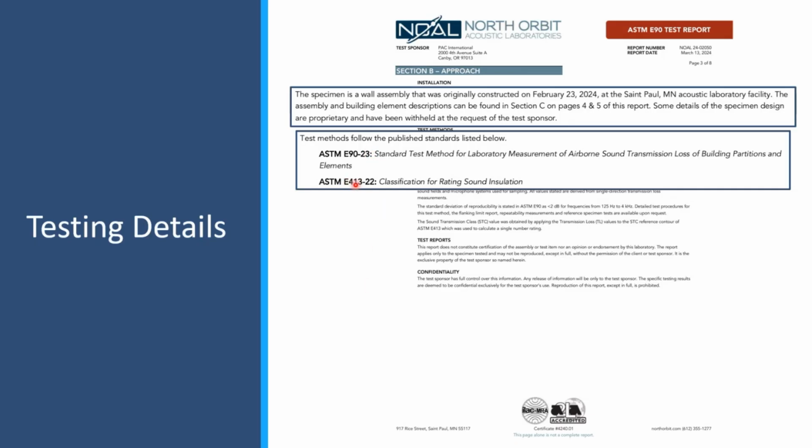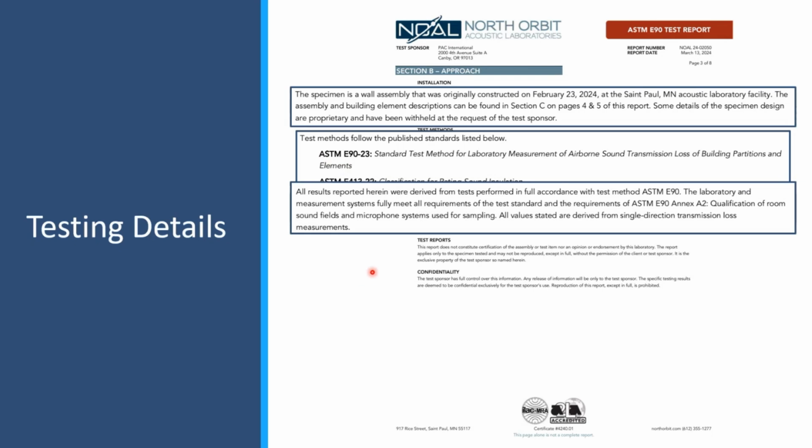And then E413 is just the classification for actually calculating the SDC value from the TL values. So here's a statement. I think this statement is required by E90. It says all results reported herein were derived from tests performed in full accordance with test method ASTM E90. The laboratory measurement system fully meet all requirements of the test standard, and so on and so forth. All values stated are derived from single direction transmission loss measurements.